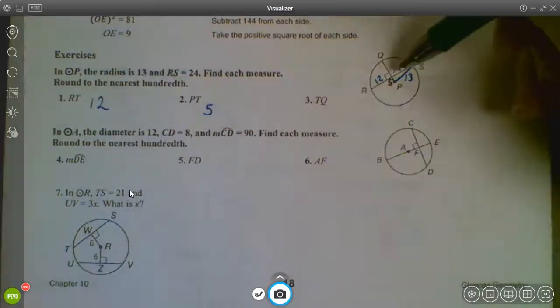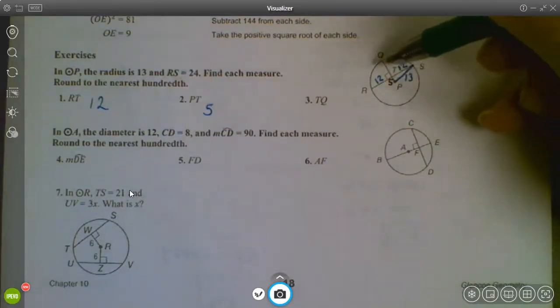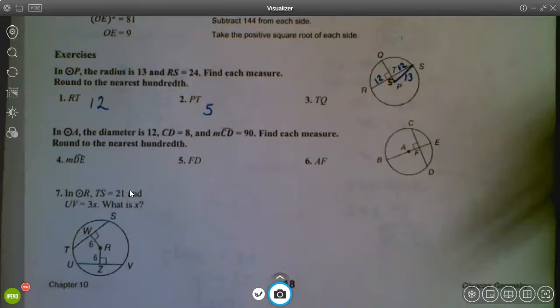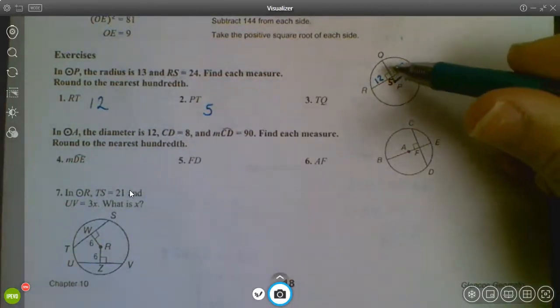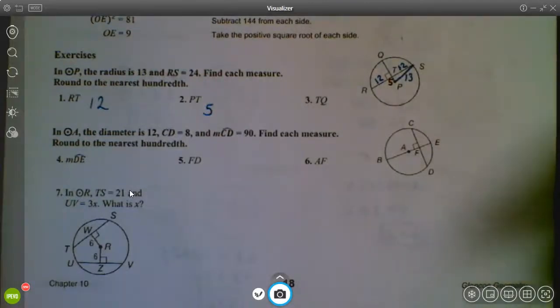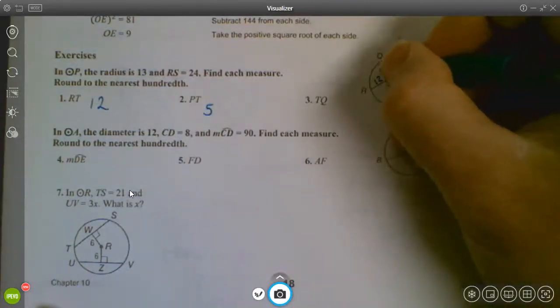So what does that make TQ? Well, remember, the whole thing is 13. It's a radius. Right? So if the whole thing is 13 and that much is 5, what are we left with for TQ? Right? The remaining amount would have to be 8.